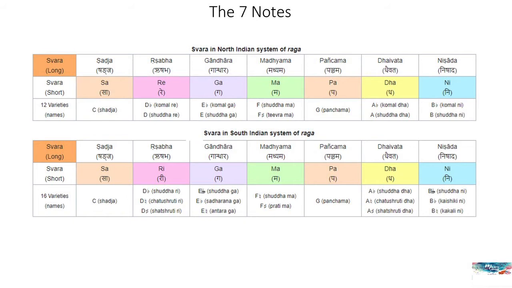However, the other notes like Re, Ga, Ma, Da and Ni have variations. As you see in the diagram, there are 2 variations of Re in Hindustani and 3 variations in Carnatic music. A similar concept extends to other notes as well. This makes it 12 notes in Hindustani and 16 notes in Carnatic music.